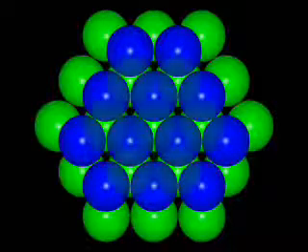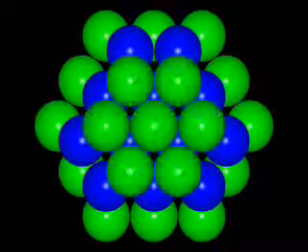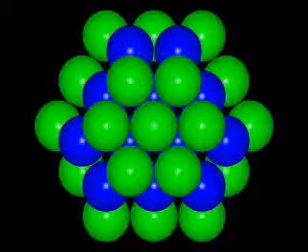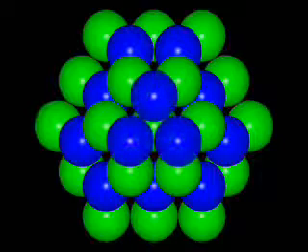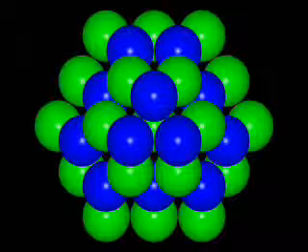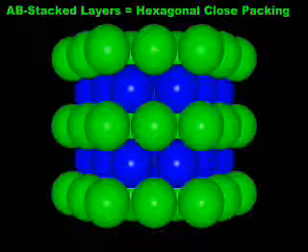Imagine that a second layer of green atoms is added so that it is equivalent to the first layer of green atoms. Then, a second layer of blue atoms is added that is equivalent to the first layer of blue atoms. This alternating layering of close-packed layers generates a structure that is known as the hexagonal close-packed structure.